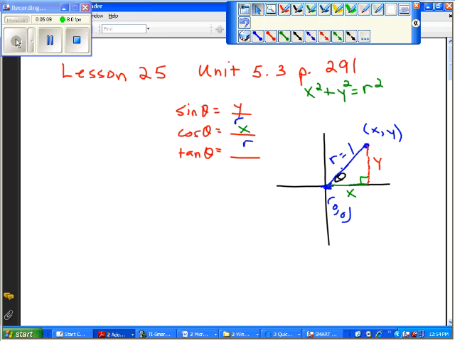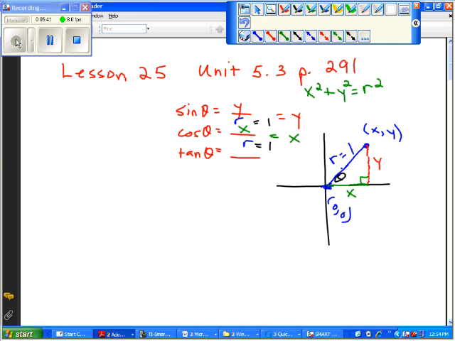Now, we're going to just use those two for just a second. What's r equal to in the unit circle? If r is equal to 1 in the unit circle, then sine theta is equal to y, because the radius is 1 in the unit circle. And if my radius is 1, then cosine theta is equal to x in the unit circle.